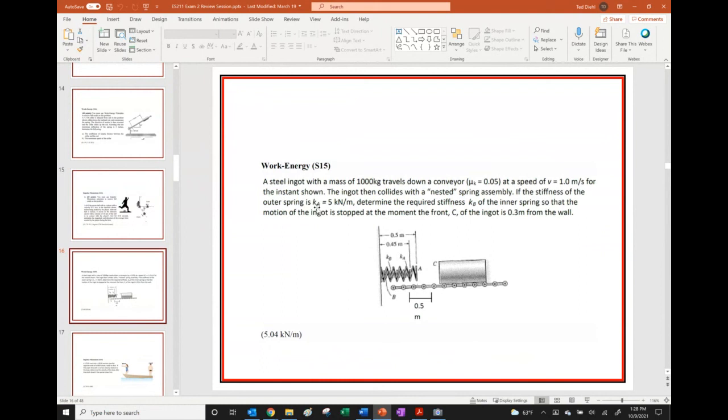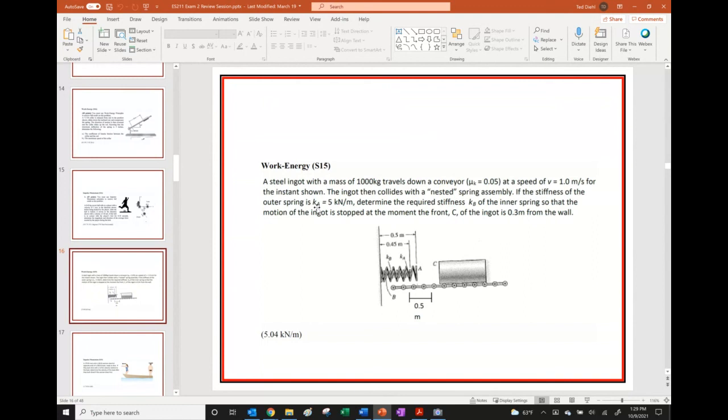Okay, so we got a steel ingot, which is a funny name. So this is the S15 work energy. I don't know how many hours it would take me to rewrite all of these. It looks like it's going in a horizontal direction, but it almost gives me a feeling like it's another angle. So this is a weird one because of the diagram, and you have to kind of picture what is actually taking place. This is a spring inside a spring. That's weird, but it gets done.